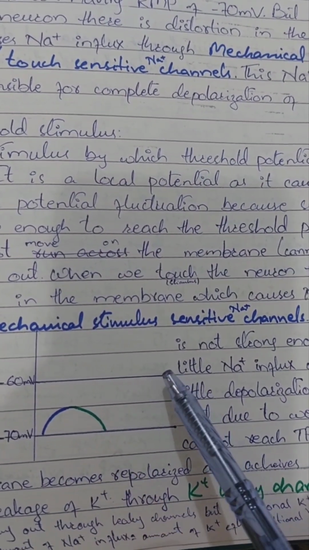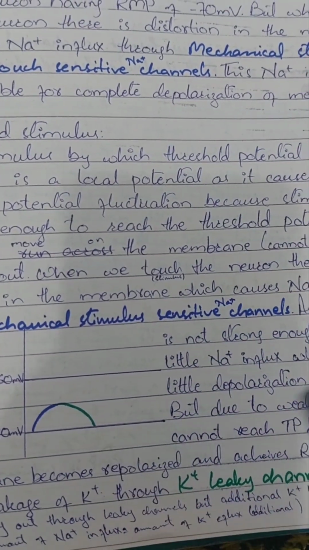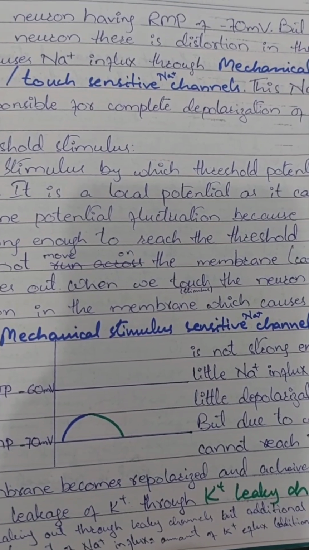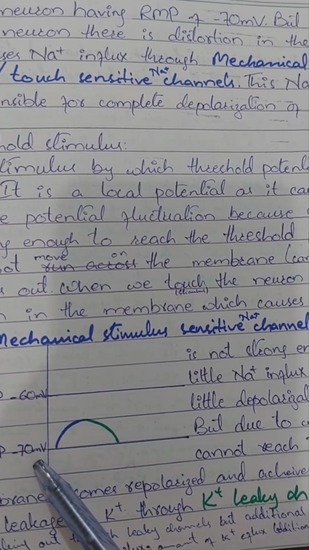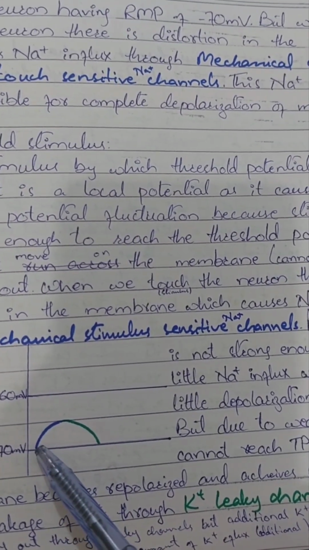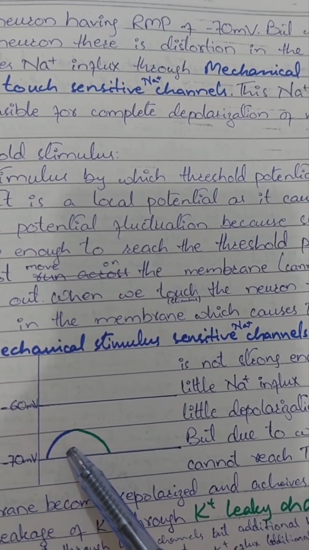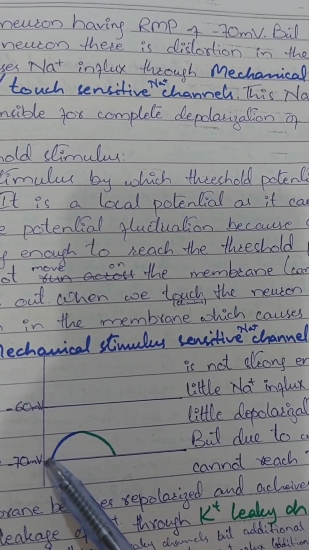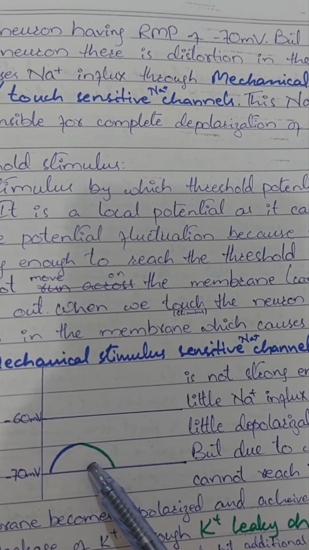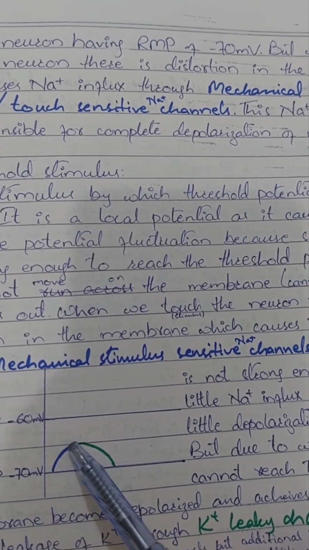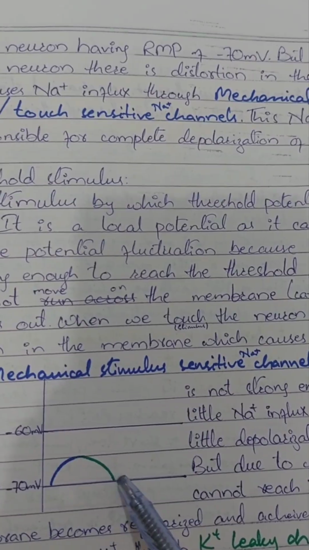Potassium is normally leaking out. As the membrane is permeable, potassium continuously leaks out through the potassium leaky channels. But additional potassium leaks out due to the sodium influx. If 10 sodium came in and the membrane slightly depolarized, then 10 potassium will leak out, so the 10 sodium influx will result in the 10 potassium efflux.